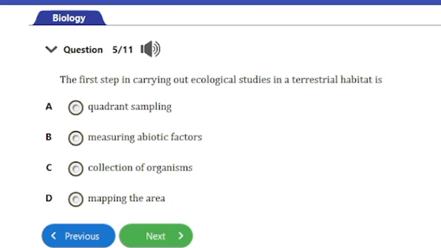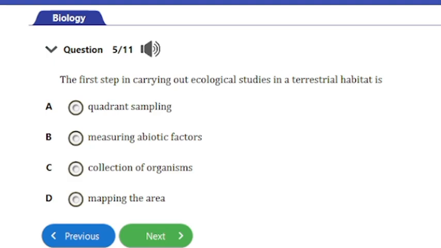Question number 5. It says, the first step in carrying out ecological studies in a terrestrial habitat is A. Quadrant sampling, B. Measuring abiotic factors, C. Collecting of organisms, and D. Mapping the area. So guys, the answer to this question is option D here.